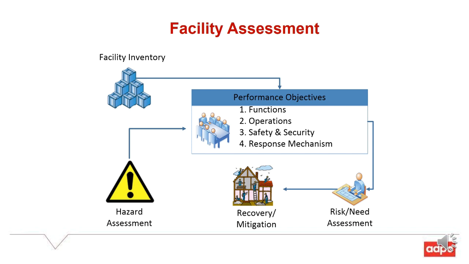Based on that, the performance has to be decided, like whether it would need to be functional during a disaster. Think about an earthquake: major hospitals have to be functional during an earthquake. So the performance of that facility should be functional, while operational, safety and security, and response mechanisms are at completely lower levels of building performance.